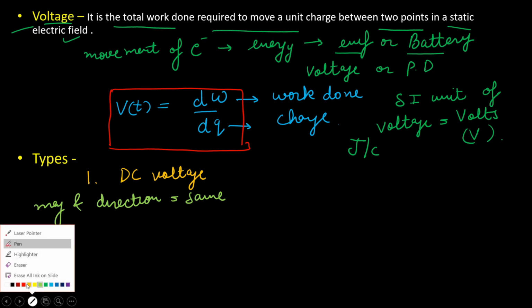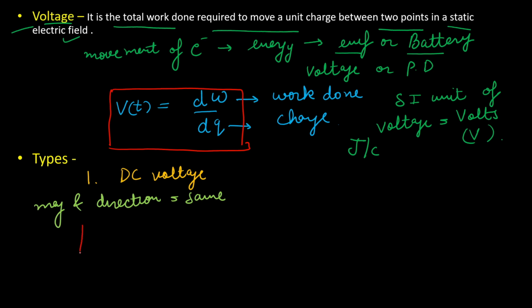If you plot its waveform, the y axis represents the voltage V of t and the x axis represents time. So we can say its magnitude remains constant. Here you can see the magnitude is constant.